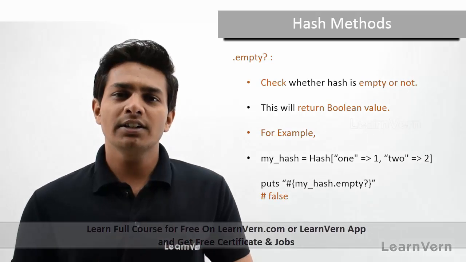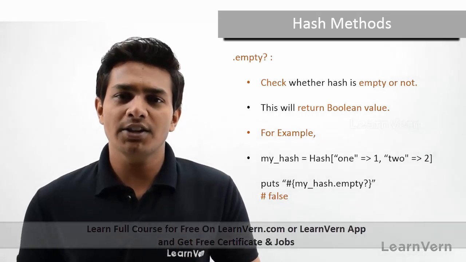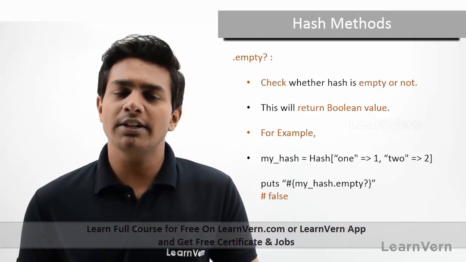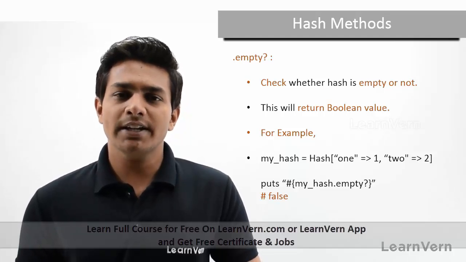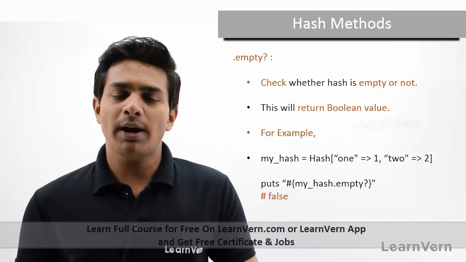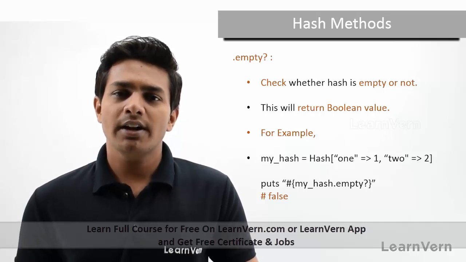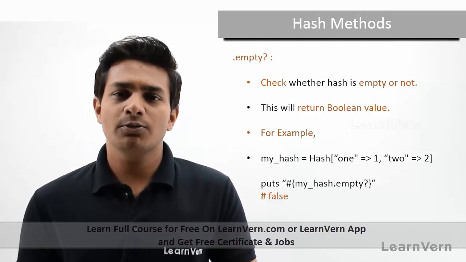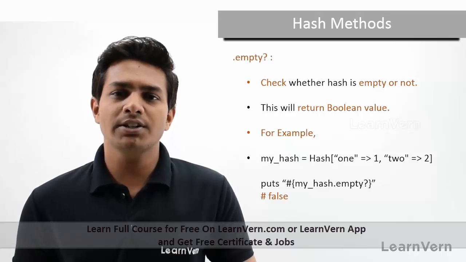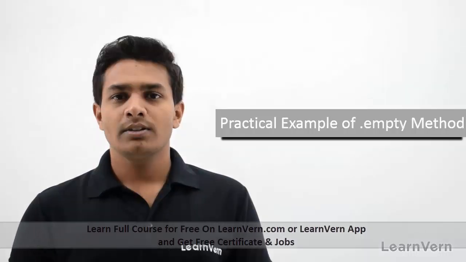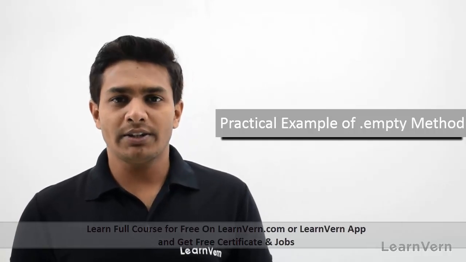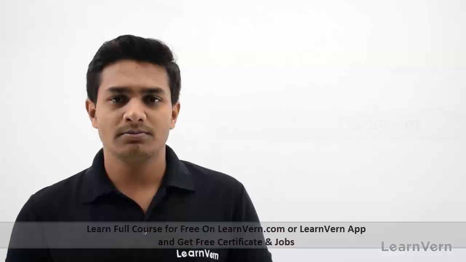Here on the screen I have created one hash. This hash contains two key value pairs, and in the second line I have checked my hash name dot empty method followed by a question mark, and here it will return us false because my hash contains two values. Let's see practical examples of the empty method in hash.